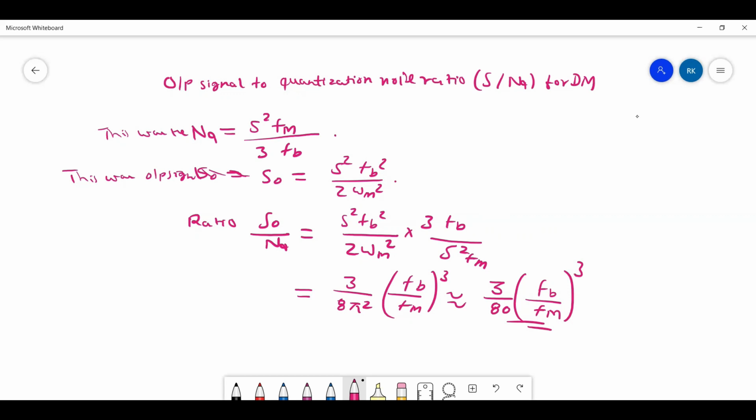We have now derived all popular relations related to PCM and DM. Now we are in a position to do some numericals.